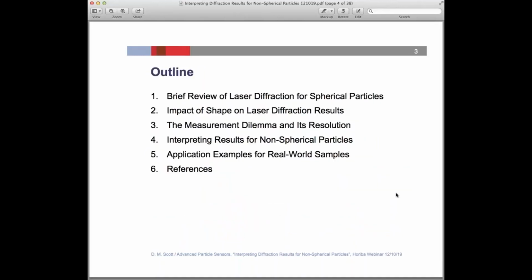The outline, there must be some groans in the audience. We're going to review laser diffraction. I'm sure most of you know quite a bit about laser diffraction, but in case a few of you don't, I thought it would be good to start there. Then we'll talk about the impact of shape on the laser diffraction results. That will bring us to what I'm calling the measurement dilemma, and how we resolve it. And then we'll move into interpreting the results for non-spherical particles and present the applications.